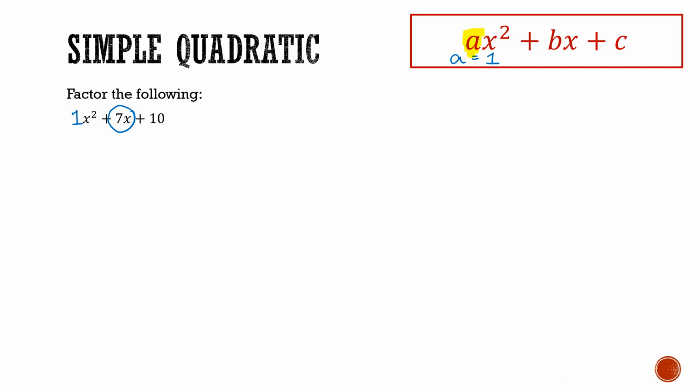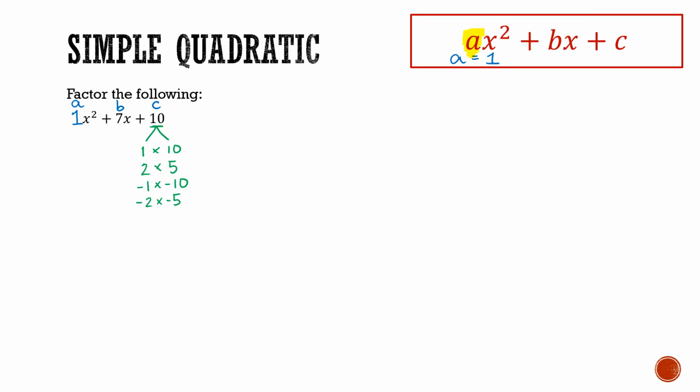So for this example, we have a is equal to 1, b is equal to 7, and c is equal to 10. First, we're going to focus on this constant at the end, this 10 or c term. We're going to come up with all the combinations of numbers that multiply to get this 10 value. There's 1 times 10, 2 times 5, negative 1 times negative 10, and negative 2 times negative 5.